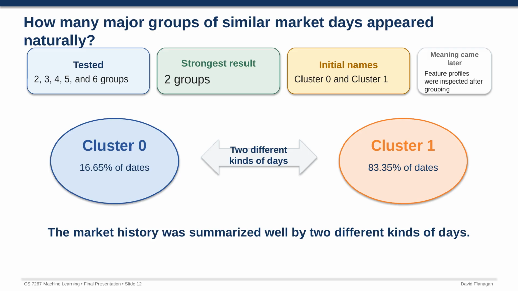How many major groups of similar market days appeared naturally? I tested several possibilities. The strongest result was 2 groups. I simply called them Cluster 0 and Cluster 1. The market history could be summarized well by these 2 different kinds of days. Only after the grouping was finished did I examine the measurements inside each group and give them descriptions.